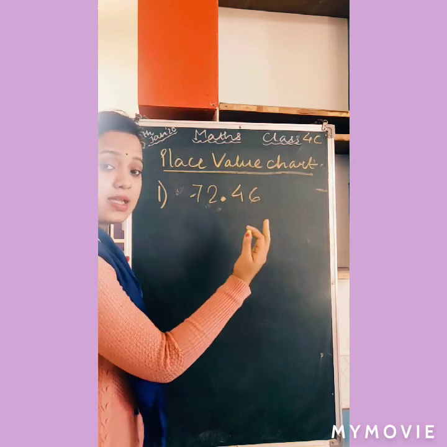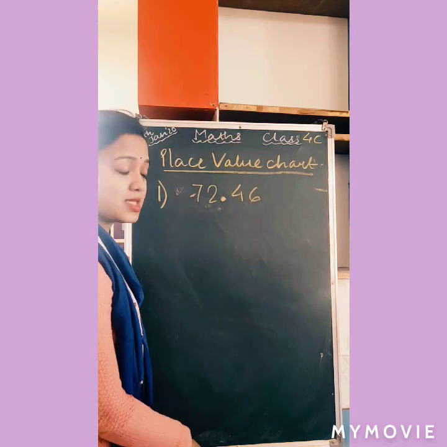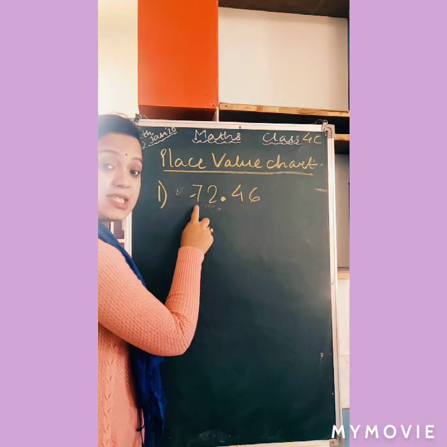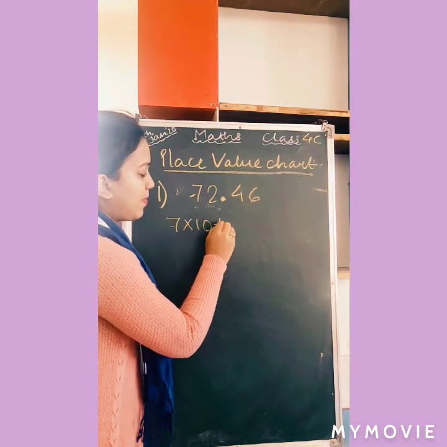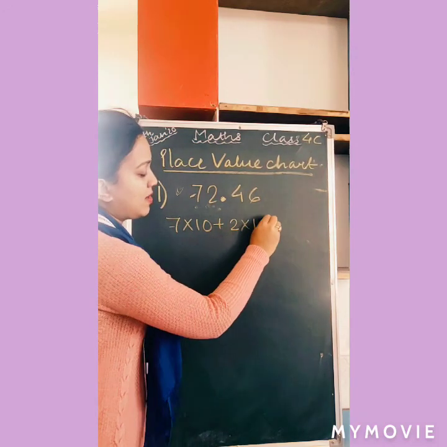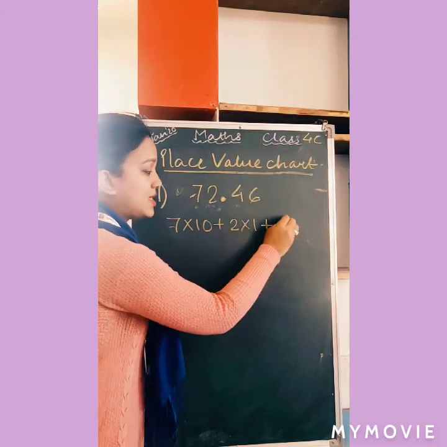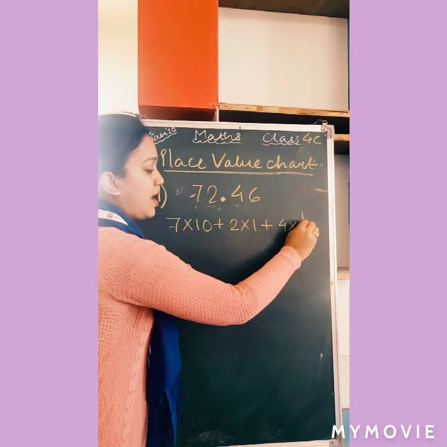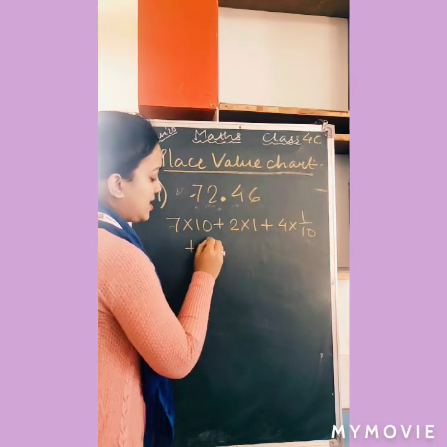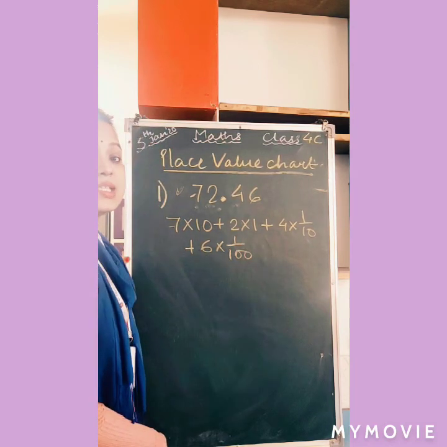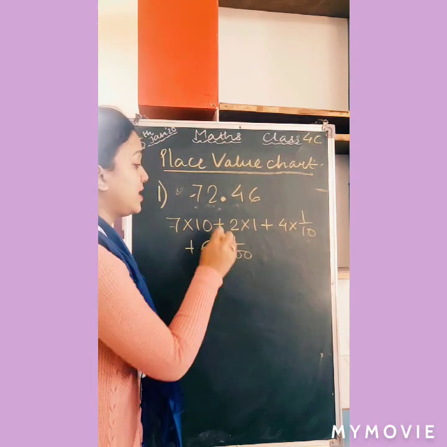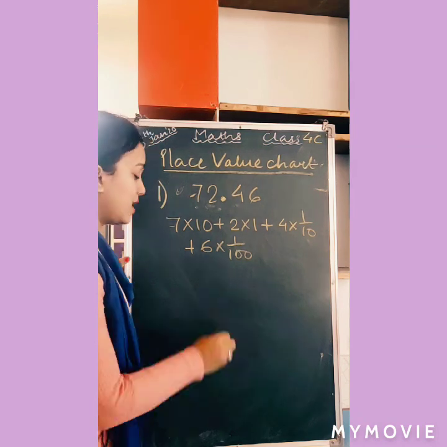I'm starting from the back, it always starts from ones. So if this is ones, this is the tens place. So how can I write 7 into 10 plus 2 into 1, plus this is in the 10th place, so 4 into 1 by 10 plus 6 into 1 by 100. This is the expanded form of this particular decimal number.